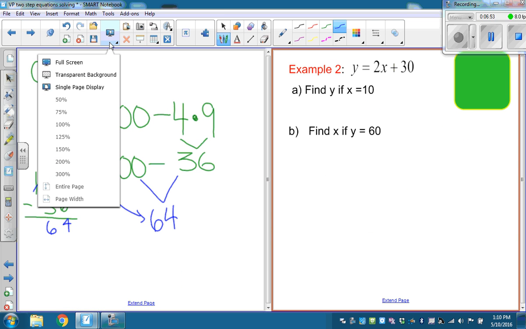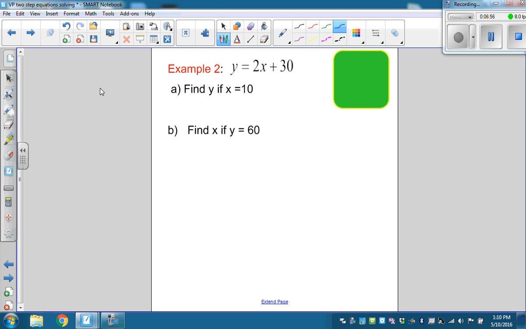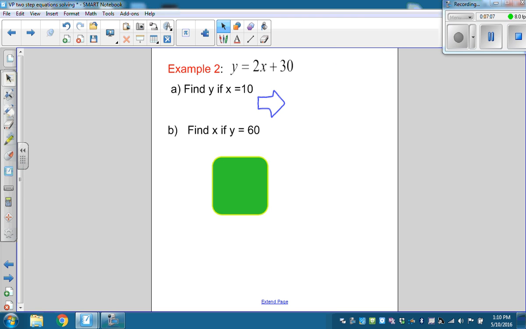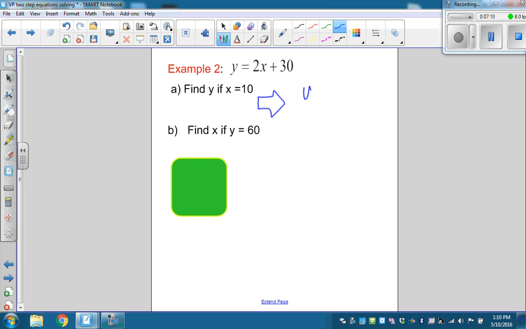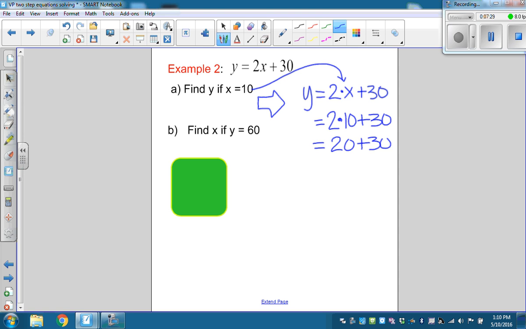Here's a second example. We want to do 2 parts again. The easier part is to find y if x is 10. So again, we'll just work off to the side here. Y equals 2 times x plus 30. If x is 10, we're going to say y equals 2 times 10 plus 30. 2 times 10 is 20. 20 plus 30 is 50. So y equals 50.